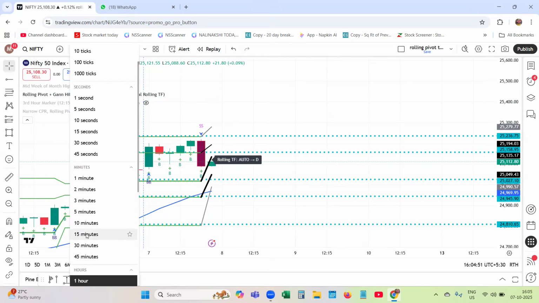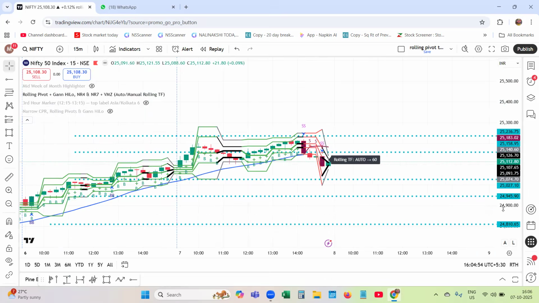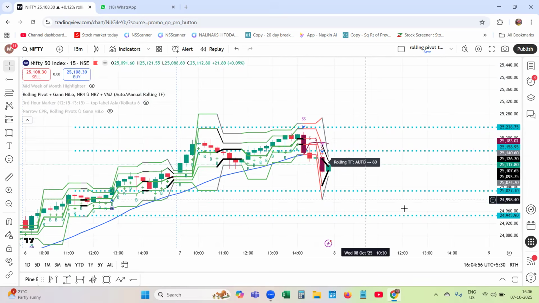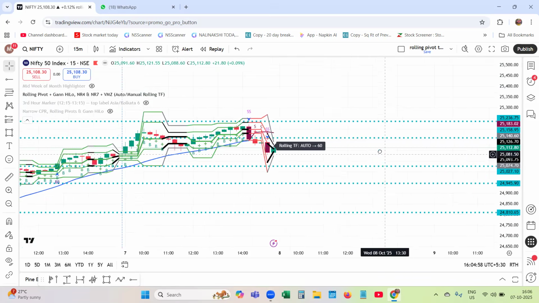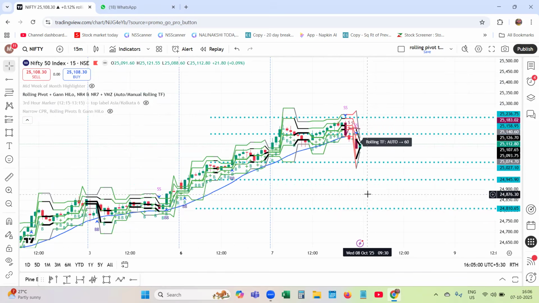15 minutes. Okay. Then it pivots. See, these are the levels already marked on the chart. With the help of the indicator, you can mark the support and resistance levels. These are the levels to watch out for tomorrow.